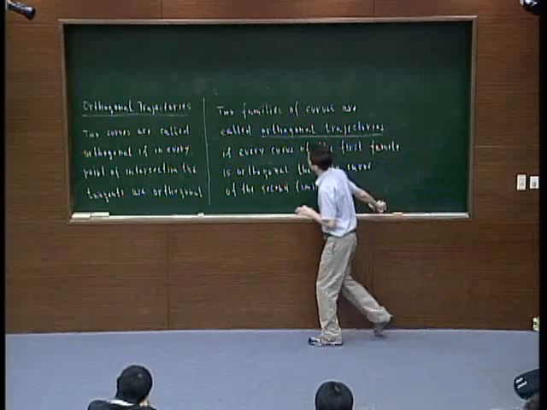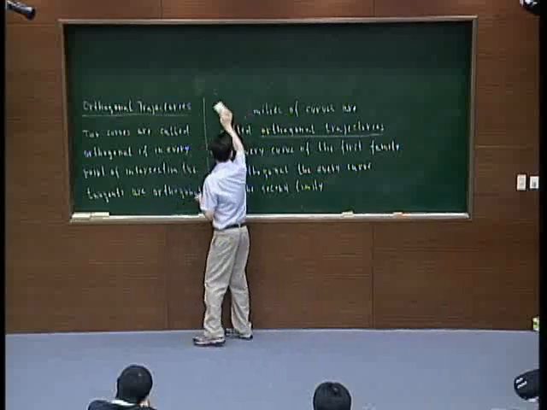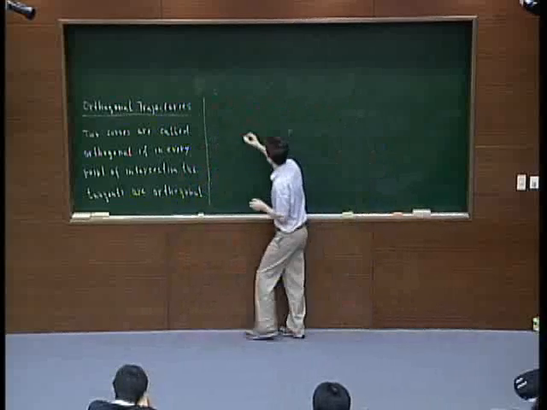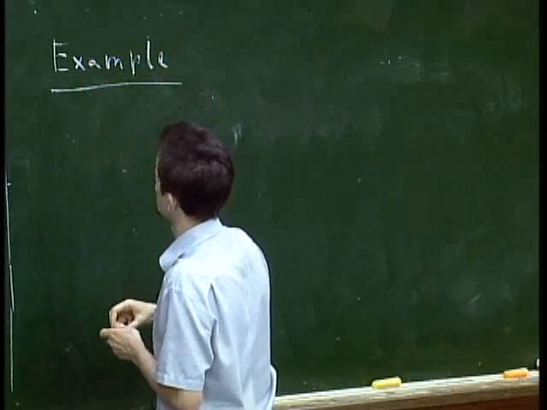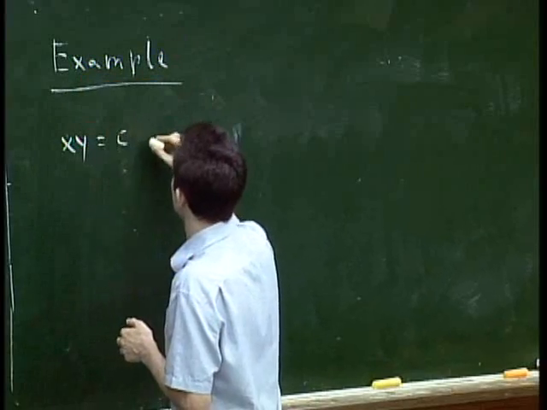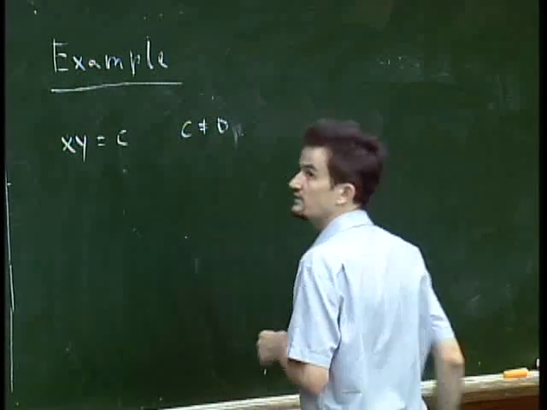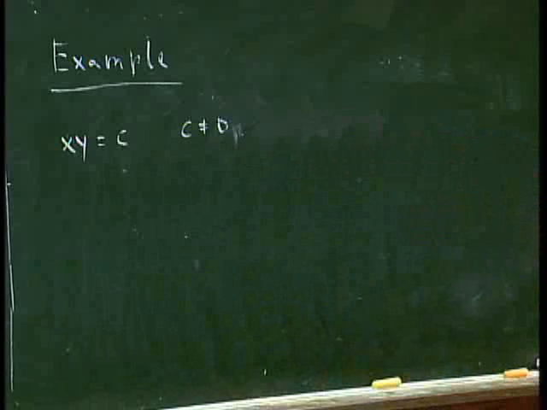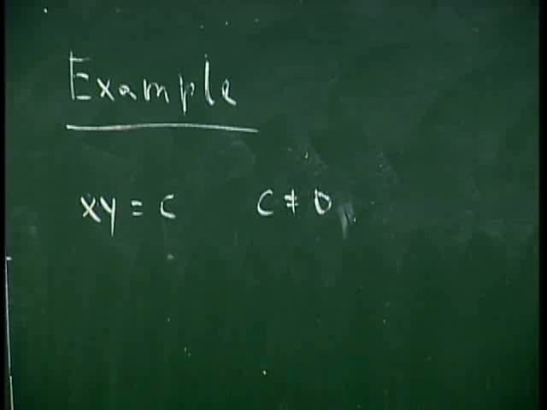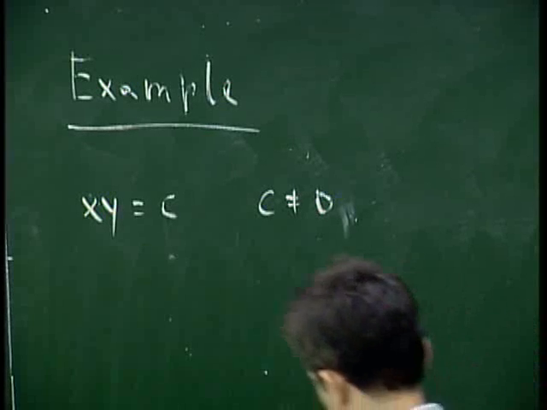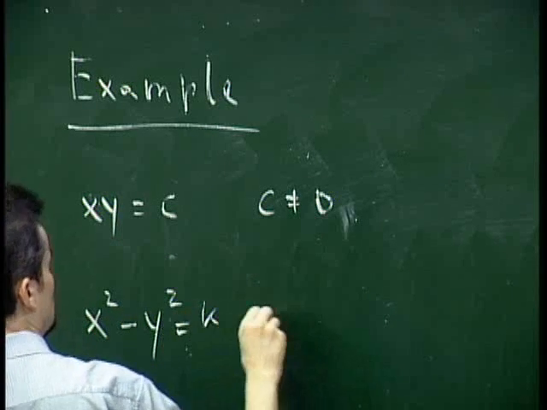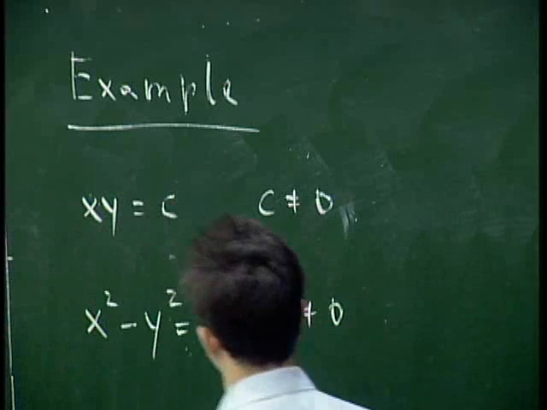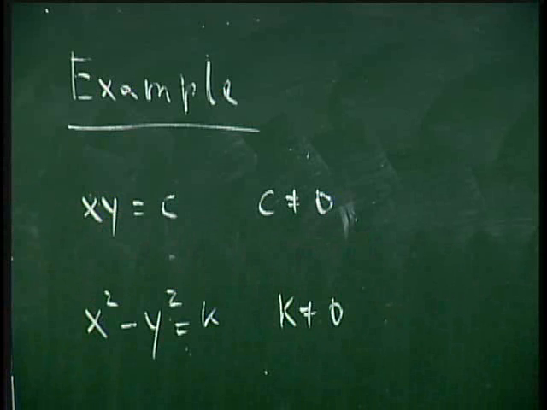Let's maybe look at a concrete example just to make clear what I mean by this. For instance, if you look at the following two families of curves: x times y is equal to c, where c is not equal to 0. So this is the first one. And the second one is x squared minus y squared is equal to k, k is not equal to 0. So actually what you have here is hyperbolas.